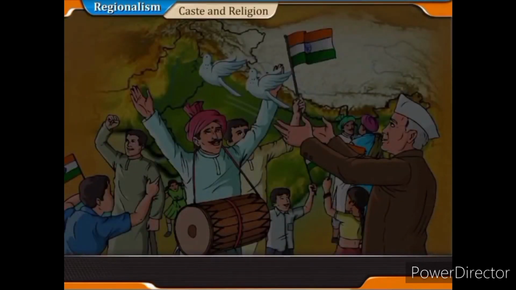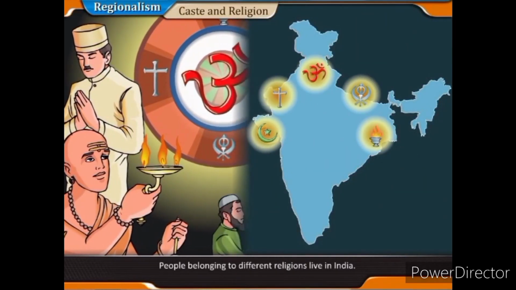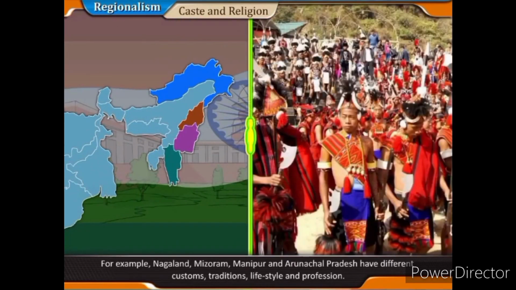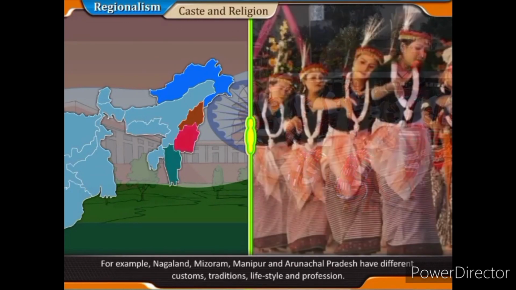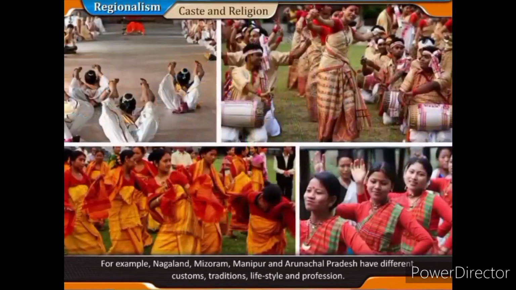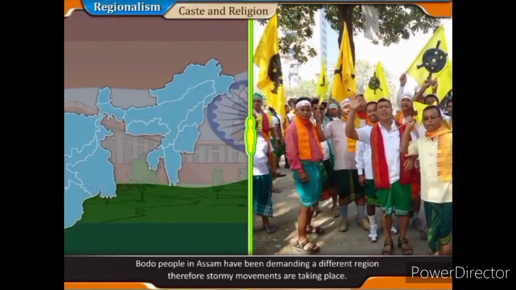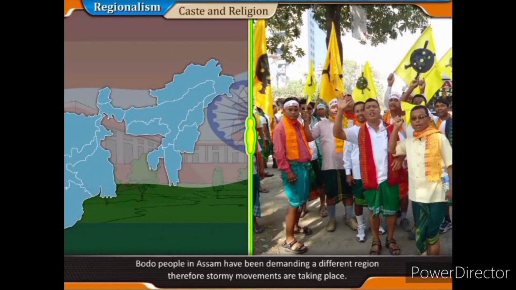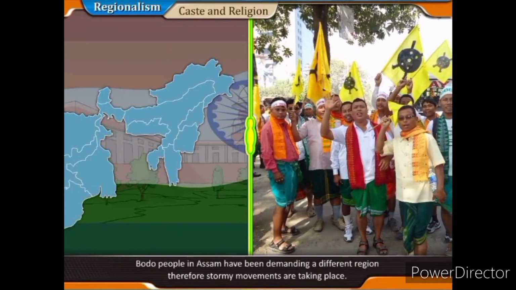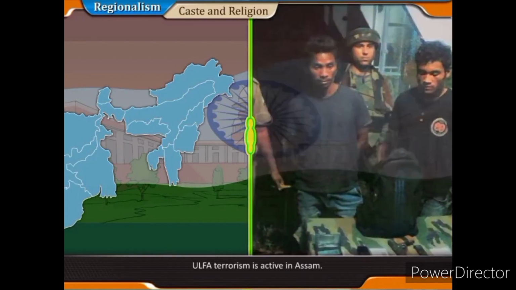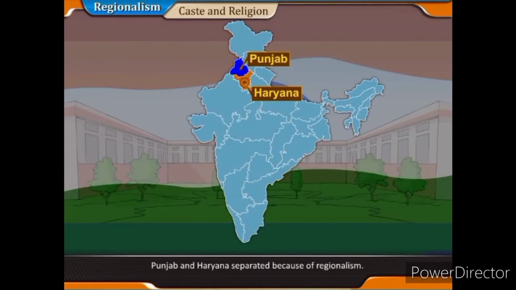Caste and religion. People belonging to different religions live in India. Superiority of one particular religion exists in certain regions. For example, Nagaland, Mizoram, Manipur, and Arunachal Pradesh have different customs, traditions, lifestyle, and profession. Bodo people in Assam have been demanding a different region, therefore stormy movements are taking place. Ulfa terrorism is active in Assam, Punjab, and Haryana, separated because of regionalism.